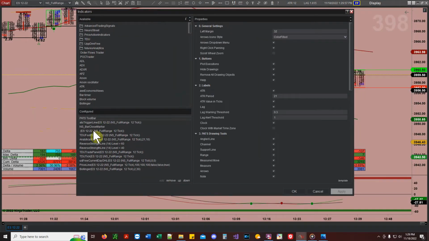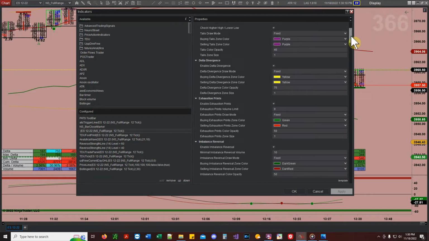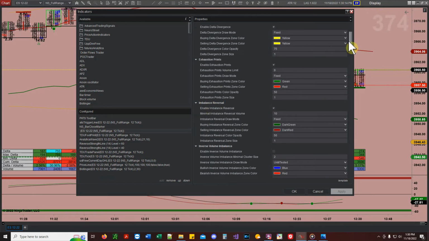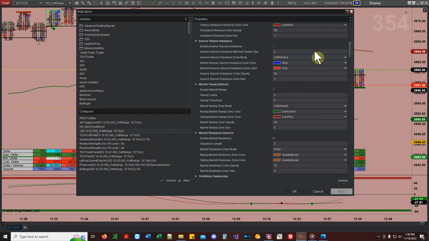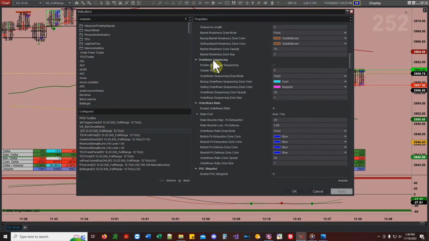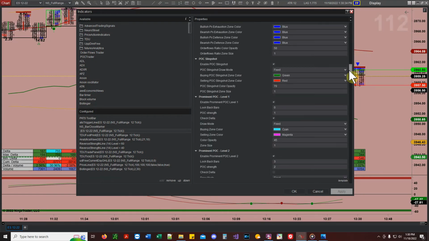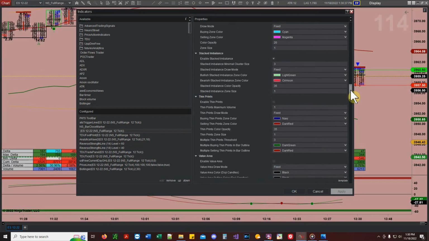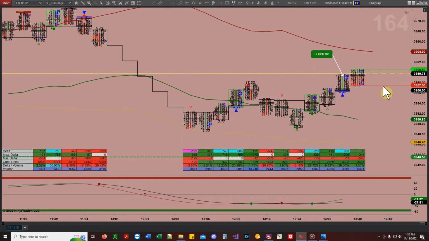Because as you can see, let's go up in here for a second. Let you guys into the back cave. As you can see, look at all of the variables he has. He has a buying and selling tail, delta divergence, exhaustion print, imbalance reversals, inverse volume imbalance. And some of the stuff I have checked, some of it I'm not using. Market weakness detector, order flow sequencing. He has several things that you would probably have no problem picking out your signals and saying, okay, I want to see a combination of this particular signal, that particular signal, and boom, you're up and running.